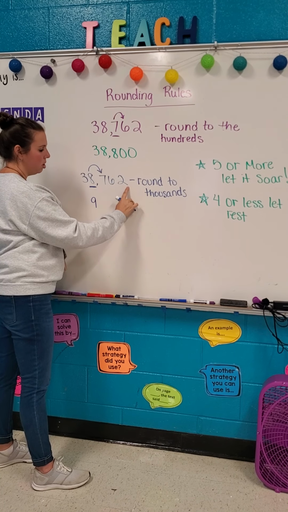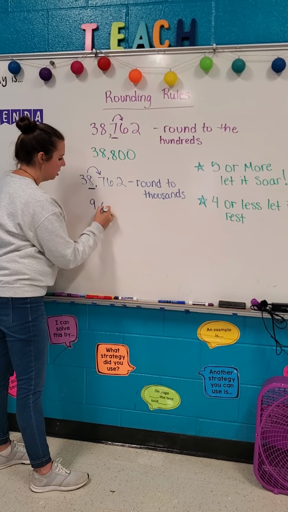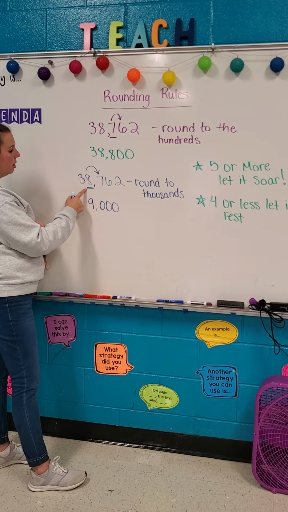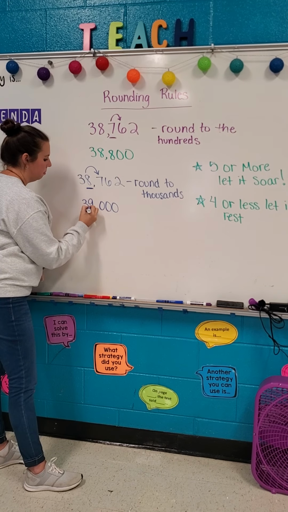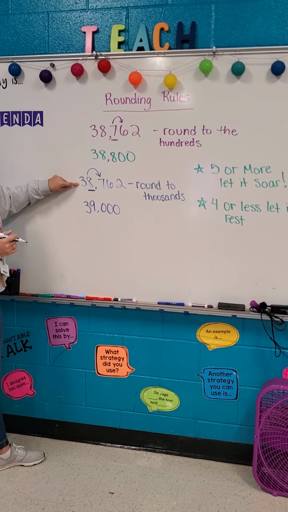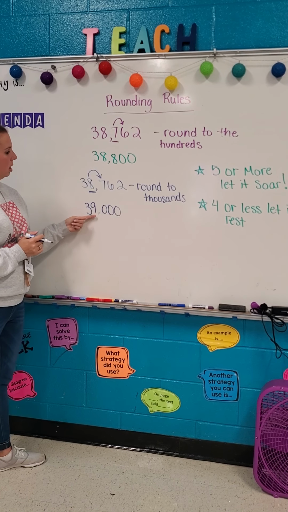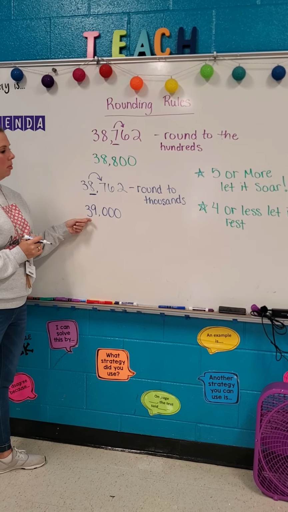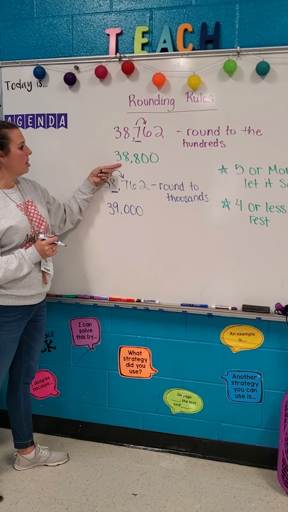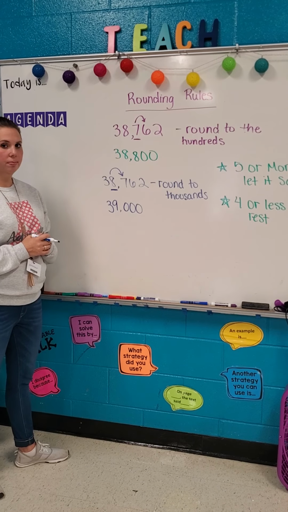Everything after the underline becomes zeros. Everything before the underline stays the same. So if we were rounding this same number that we started with to the thousands place, it would be 39,000. When we were just rounding it to the hundreds place, it was 38,800.